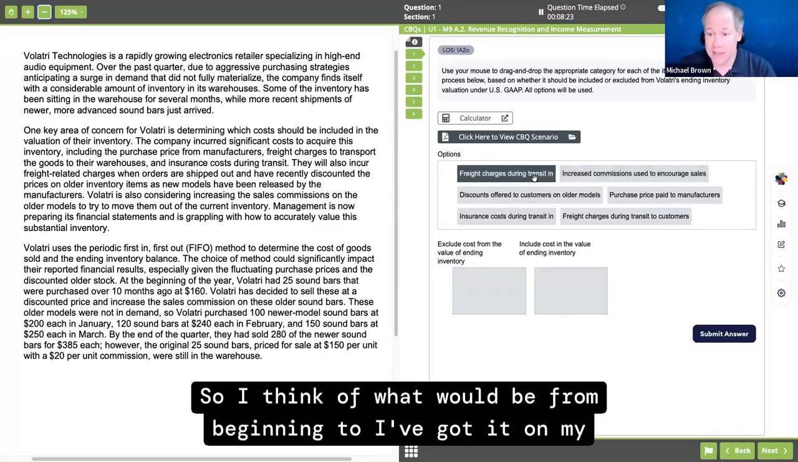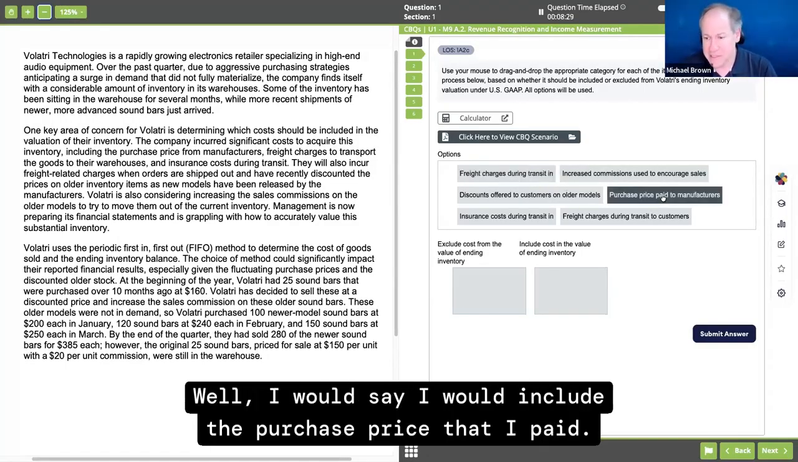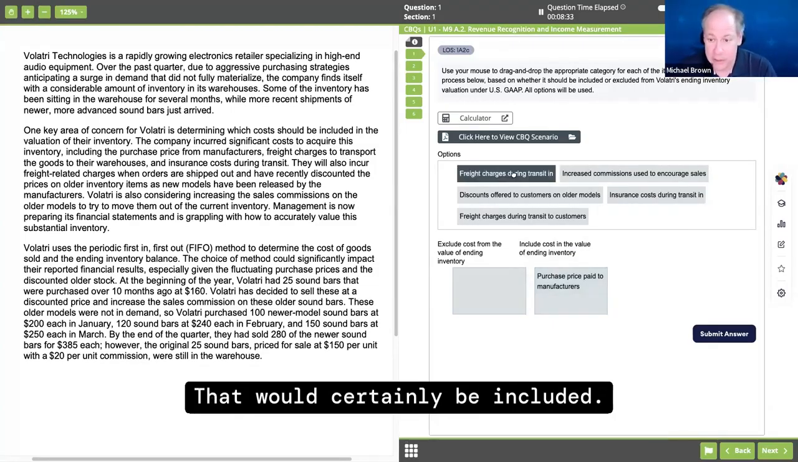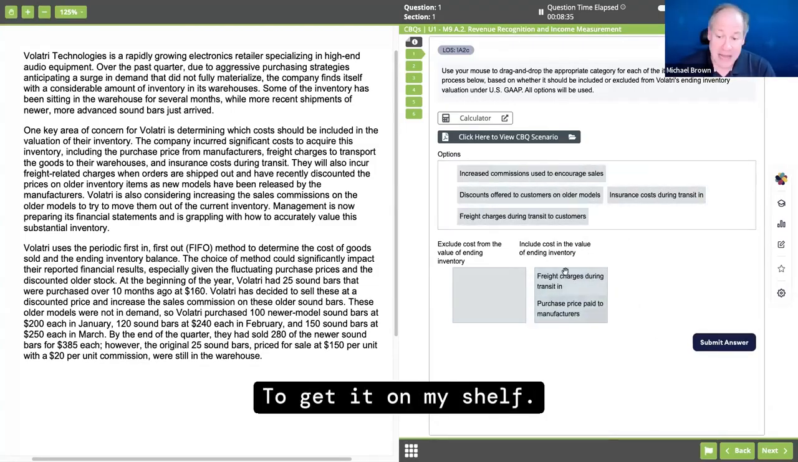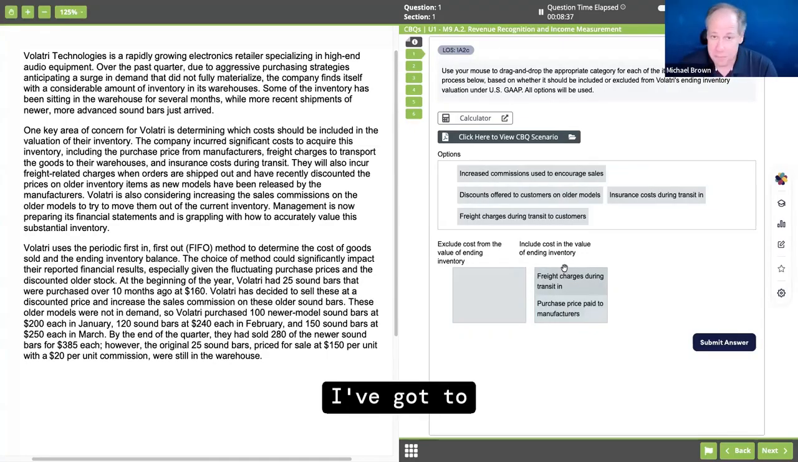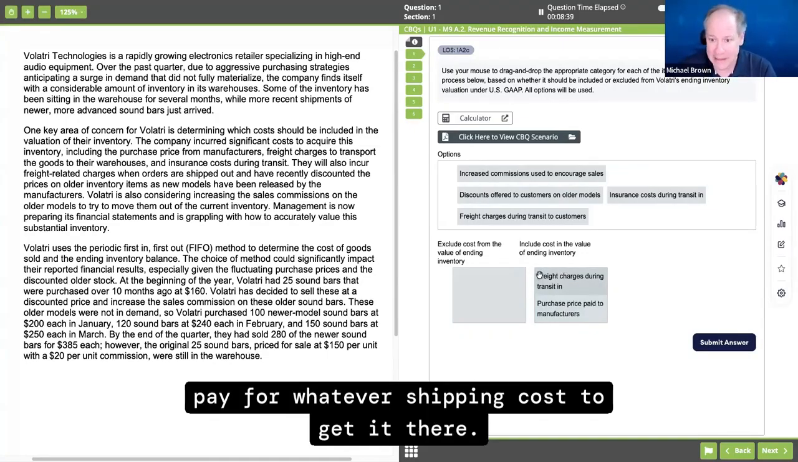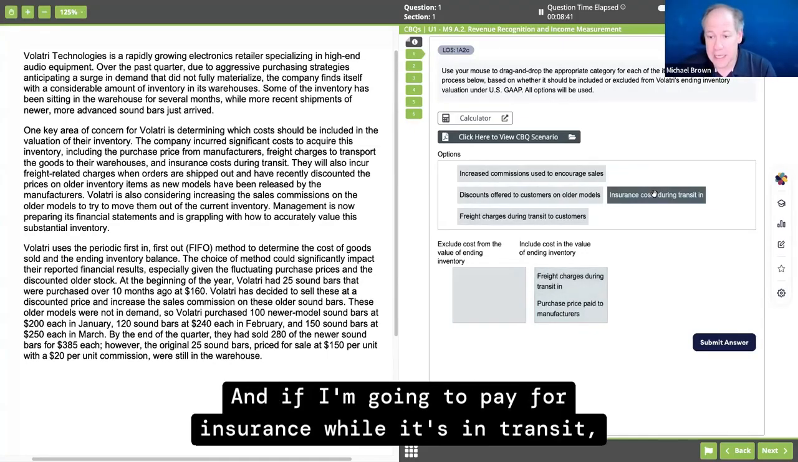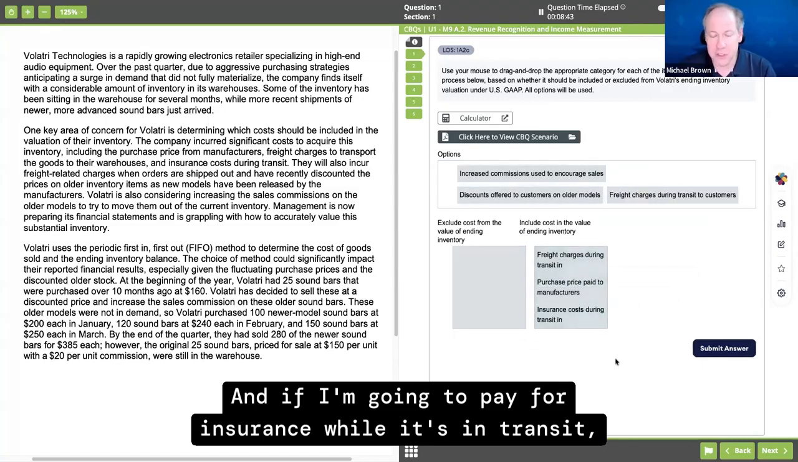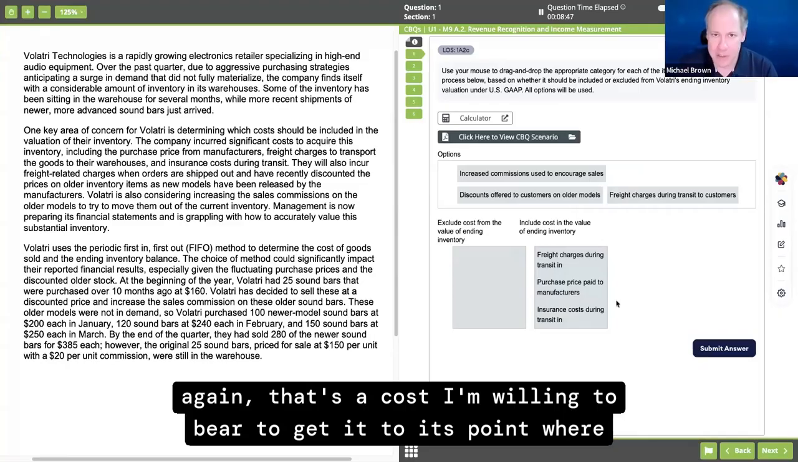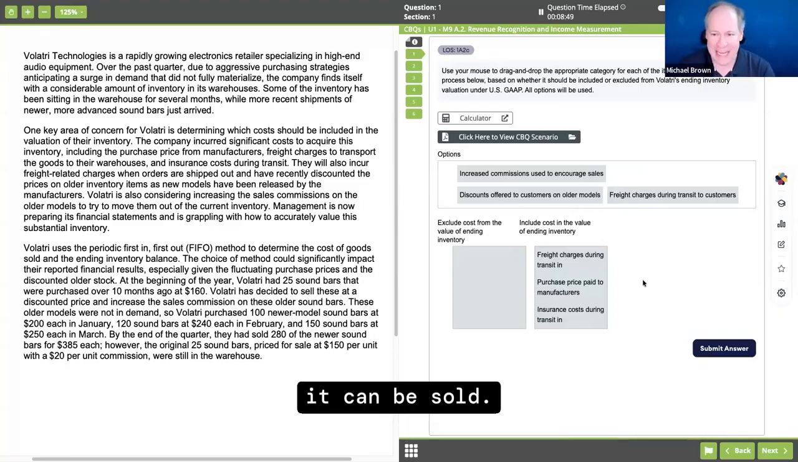So, I think of what would be from beginning to I've got it on my shelf ready to sell? Well, I would include the purchase price that I paid. That would certainly be included. To get it on my shelf, I've got to pay for freight. I've got to pay for whatever shipping cost to get it there. And if I'm going to pay for insurance while it's in transit, again, that's a cost I'm willing to bear to get it to its point where it can be sold.